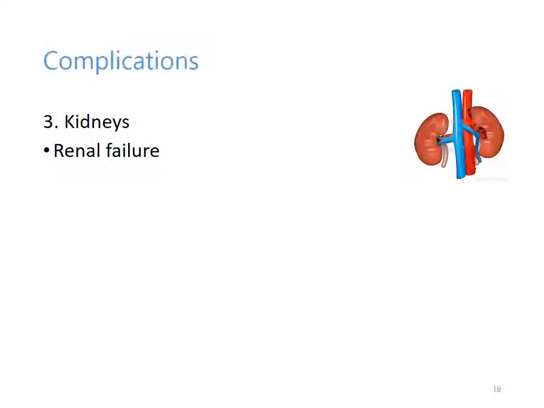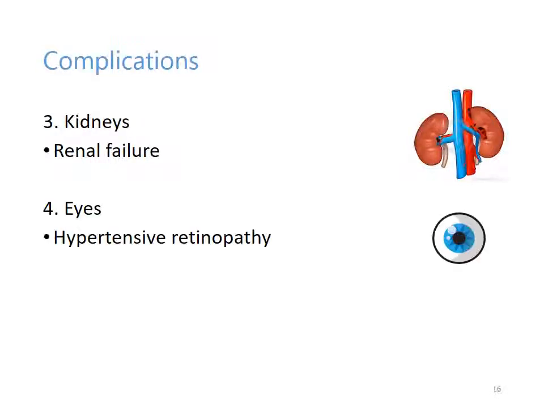Hypertension damages the blood vessels. It could damage the blood vessels in the kidneys, affecting their ability to filter blood effectively. It could also damage the blood vessels in the retina, which can lead to loss of vision.